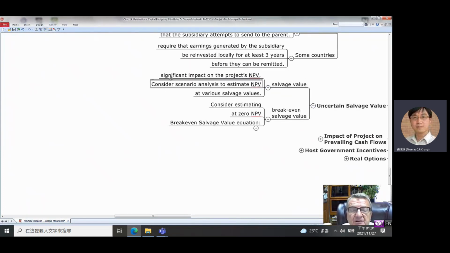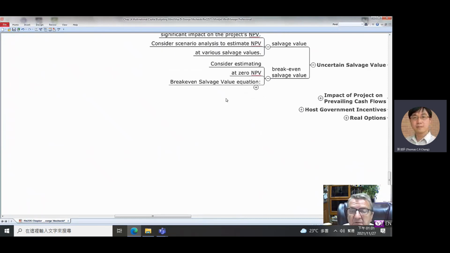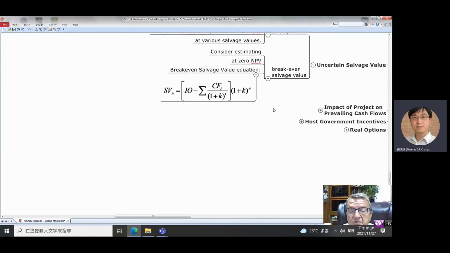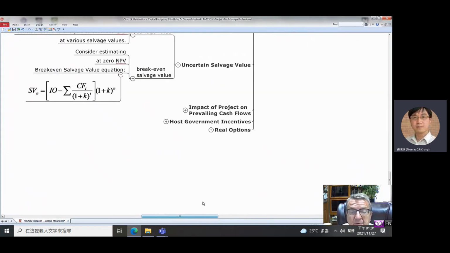Okay, salvage value. Significant input on the project's net present value. Consider scenario analysis to estimate the net present value under various salvage values. And we went through that a little bit. Break even salvage value, considering estimating at zero the net present value. Just another way to look at the salvage. At the break even, here's zero. We're done. Break even salvage value equation. You have that in here. Okay, and there's an example in the book that walks through it, real easy, simple.